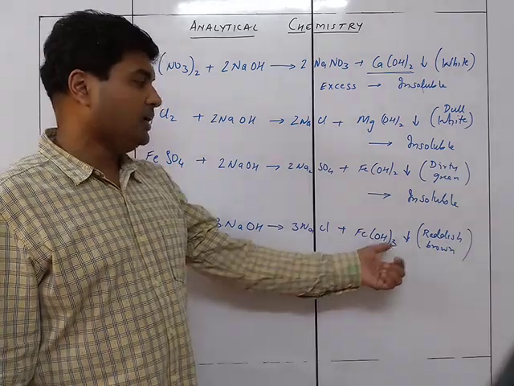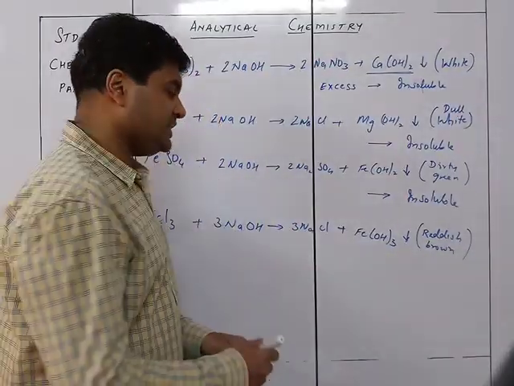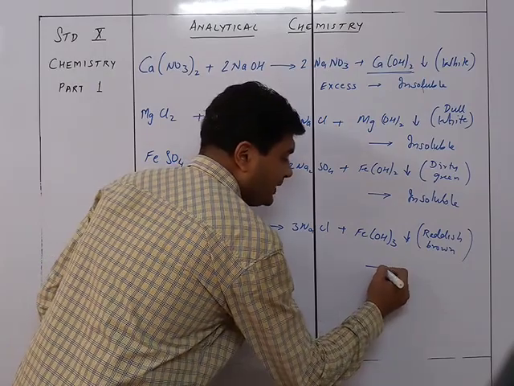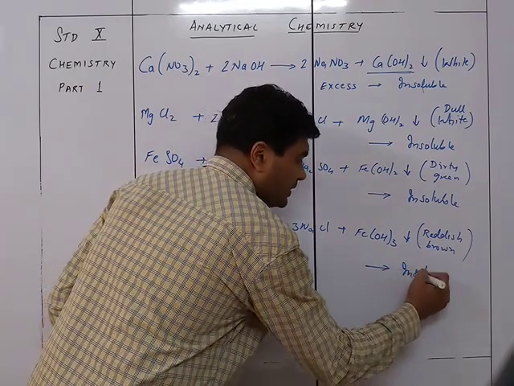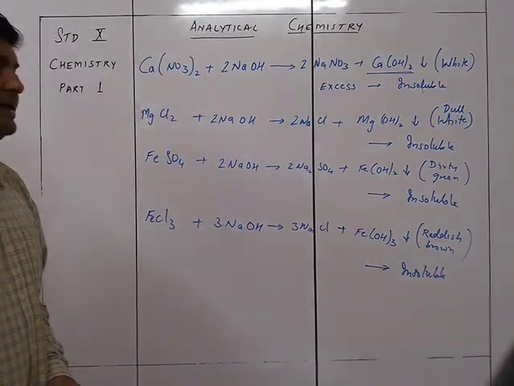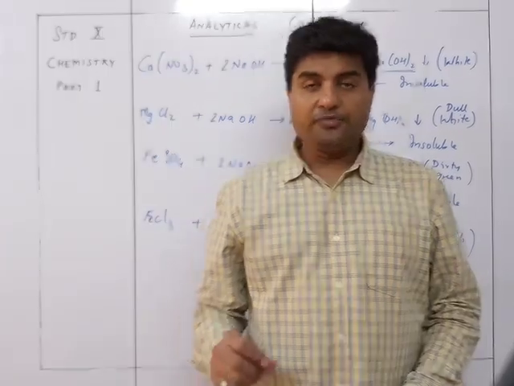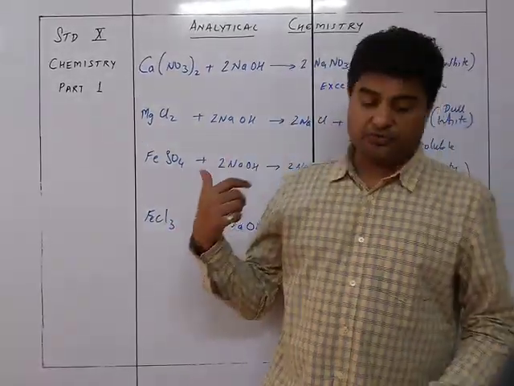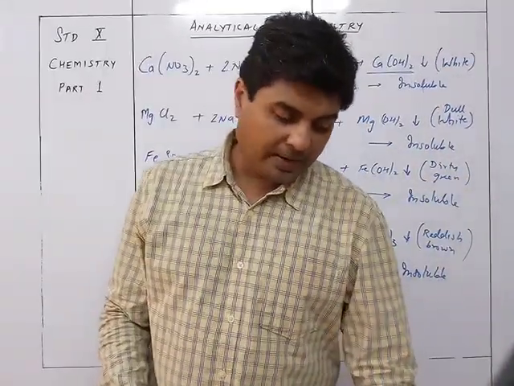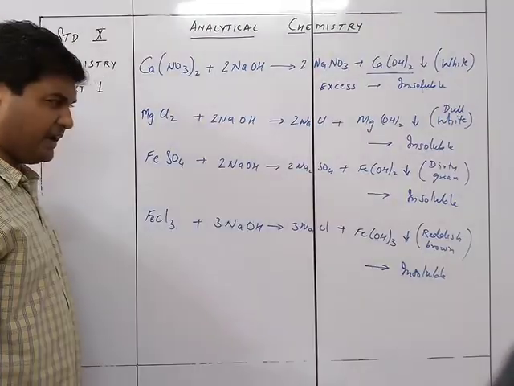So ferric is going to give me reddish brown colored precipitate, which is again insoluble in excess. If you put some excess amount of NaOH to it, it is still going to remain insoluble. So these were the first four. Now we go to the next one, but I will erase the previous one so that I can get place for writing it properly.